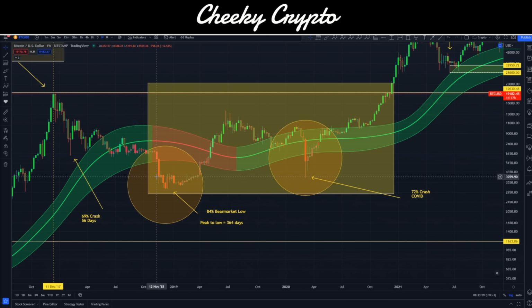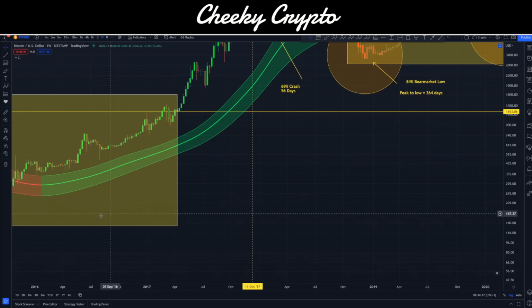Down here, you can see that we had this initial pullback with the Gaussian channel turning red. It was about a 4-week period. We then traded sideways for a week, and then another 2 weeks down, we finally hit the bottom. So as the Gaussian channel's red, we bounce up and then we pull back down. That was the 2018 bear market.